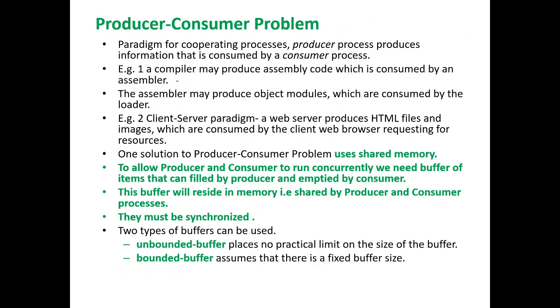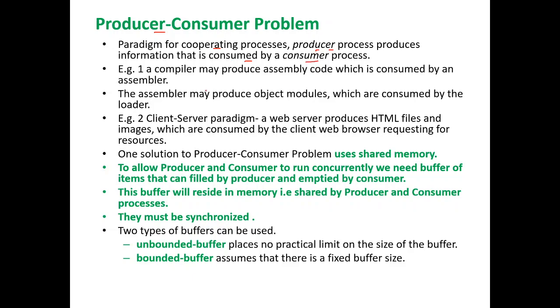Now let us discuss one problem related to shared memory, that is the producer consumer problem. This is the example related to the shared memory. So the paradigm for cooperating processes is the producer process, which produces the information, and the consumer process, which consumes the information. Whatever information the producer process produces, we call it a producer. And some process that wants to consume or use that particular information, we call it a consumer process.